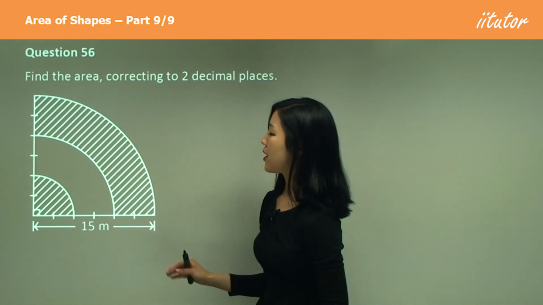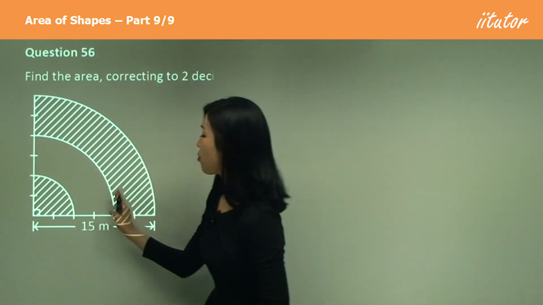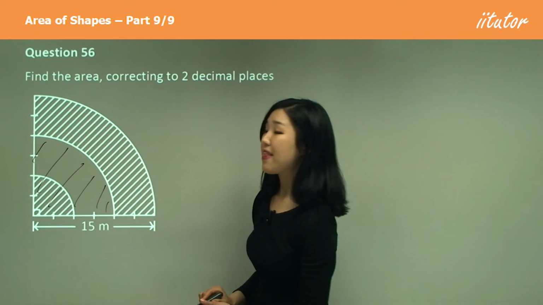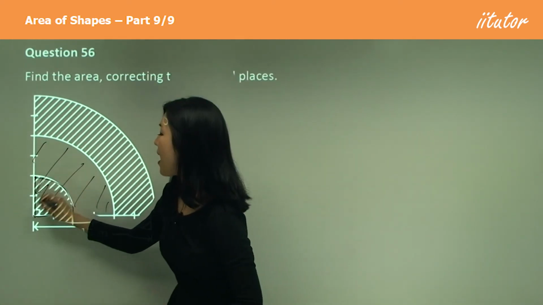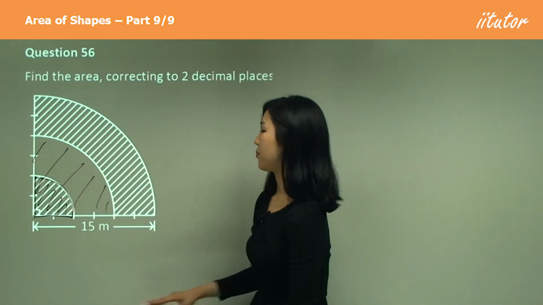What I'm going to do is find the area of the whole sector, subtract away this whole part, and then later add on, because we still want this part, I'm going to add on that part. Subtract, then add. That's what I'm going to be doing.